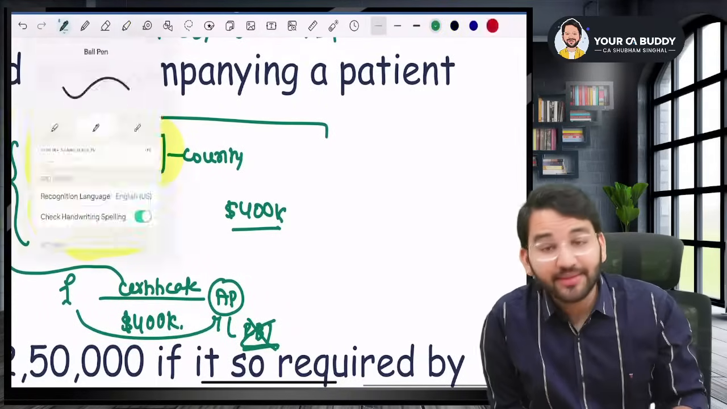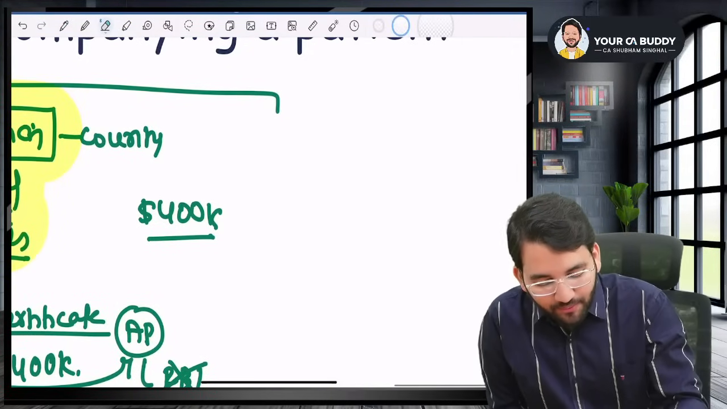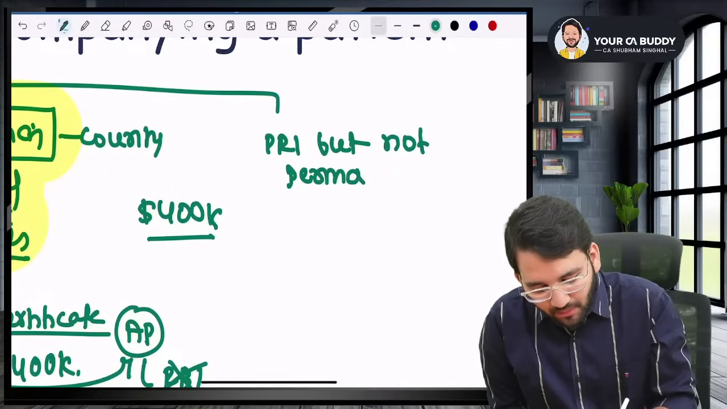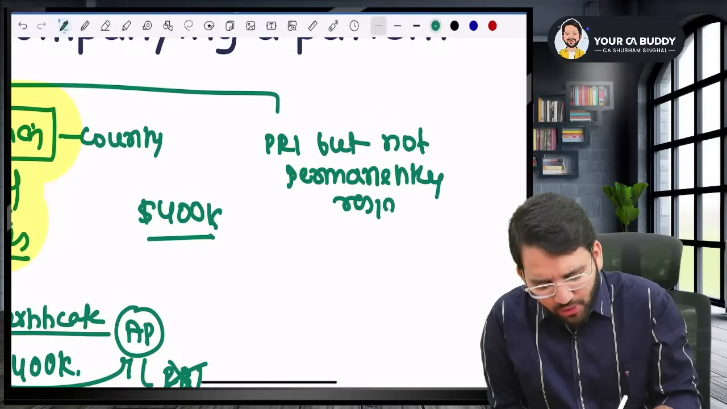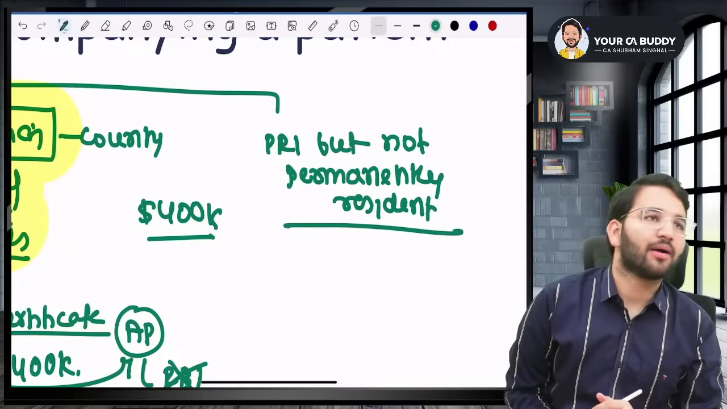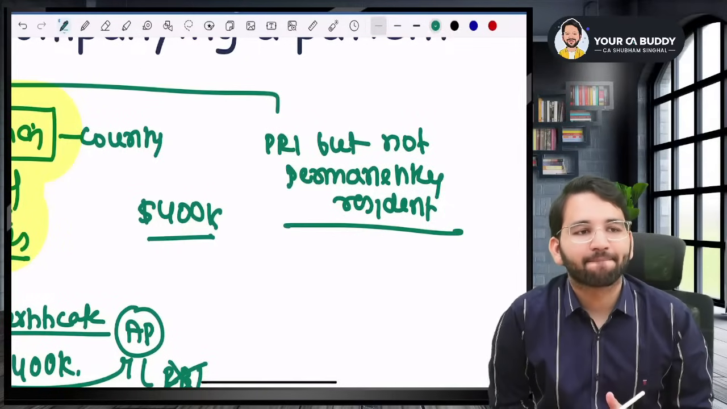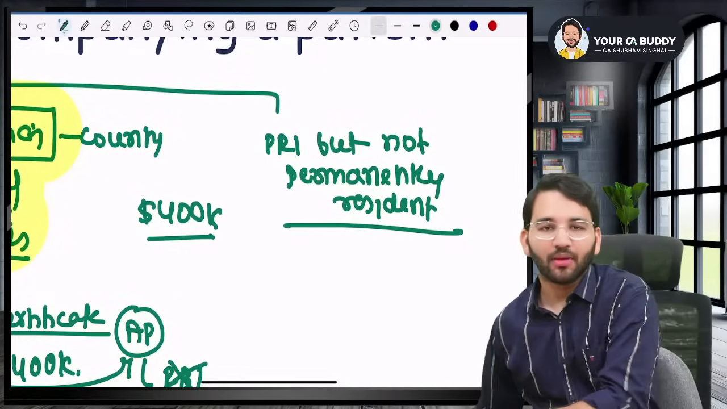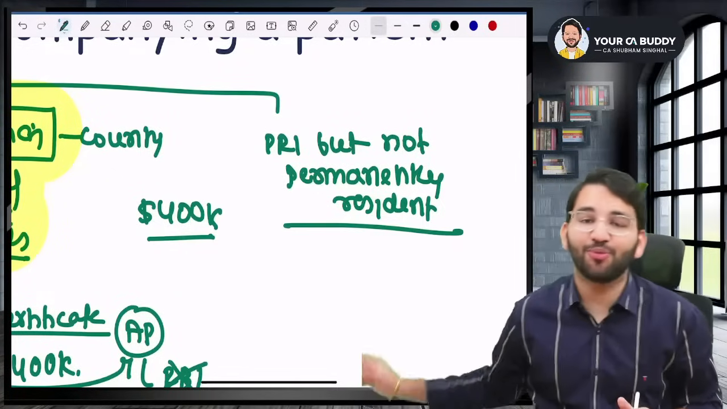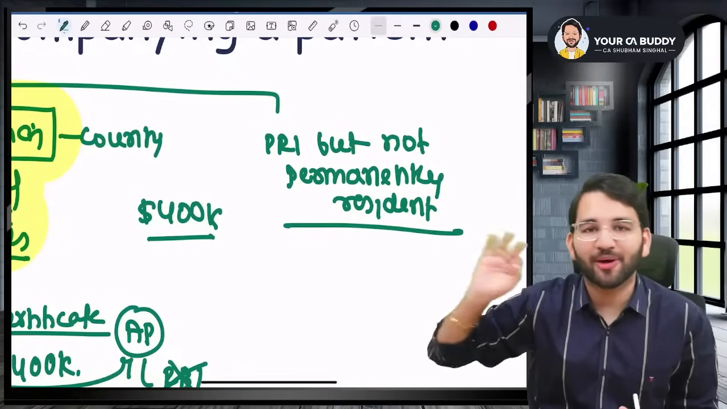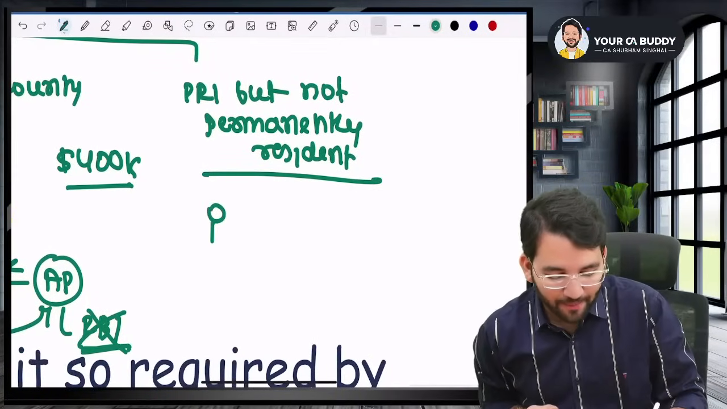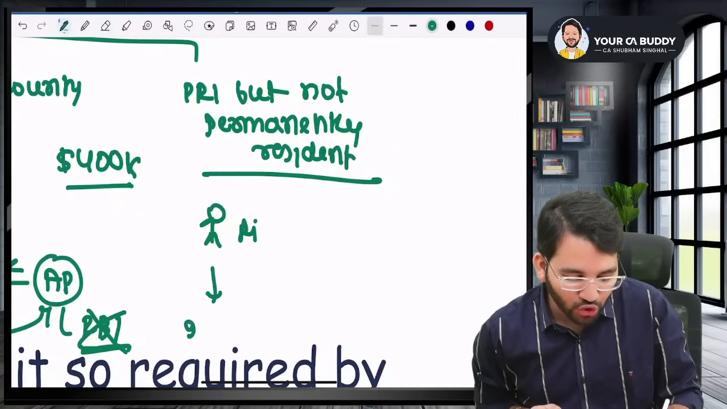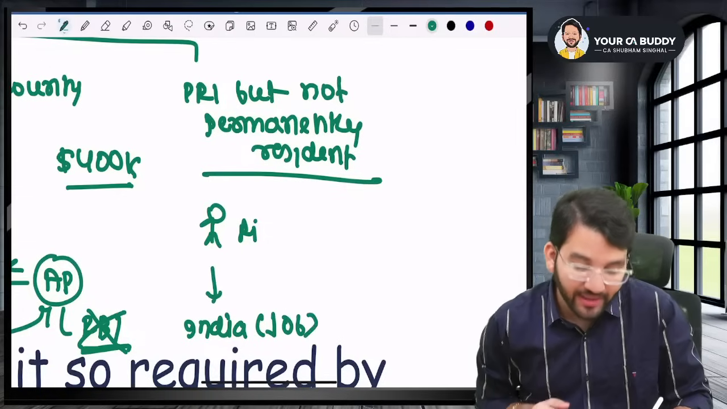The other exception is that, listen to me. There is a concept of a person who is a PRI but not permanently resident. What do you mean, sir? PRI but not permanently resident means, listen to me very carefully, I'll give you an example. For example, my Rishabh Bhaiya, who is in London, came to India for a job.